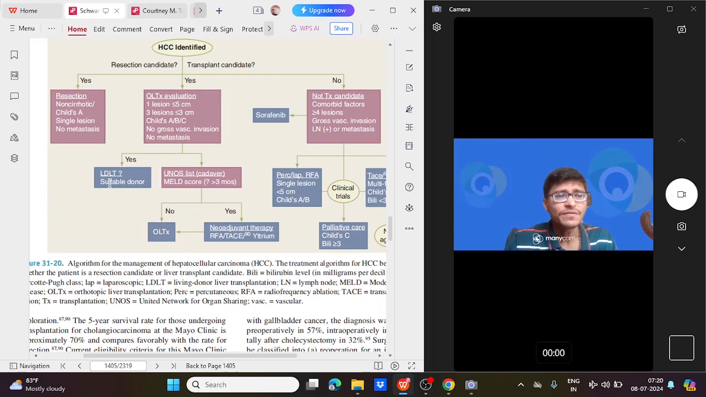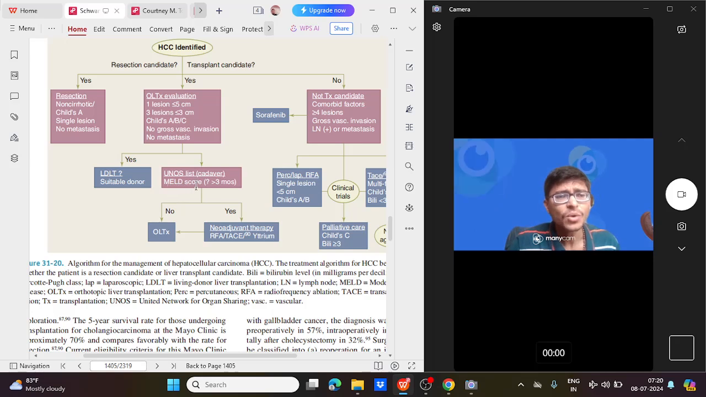So if we have suitable donor, then we can consider live donor liver transplant. Otherwise, we can consider cadaveric liver transplant. If that is not possible or it is not feasible, we may have to go ahead with neoadjuvant therapy in the form of radiofrequency ablation or chemoembolization, then followed by orthotopic liver transplantation.